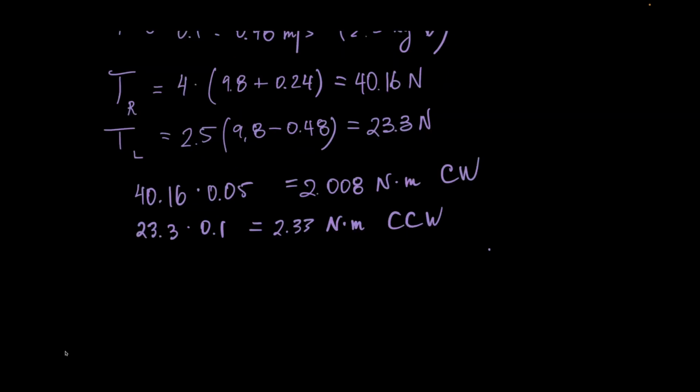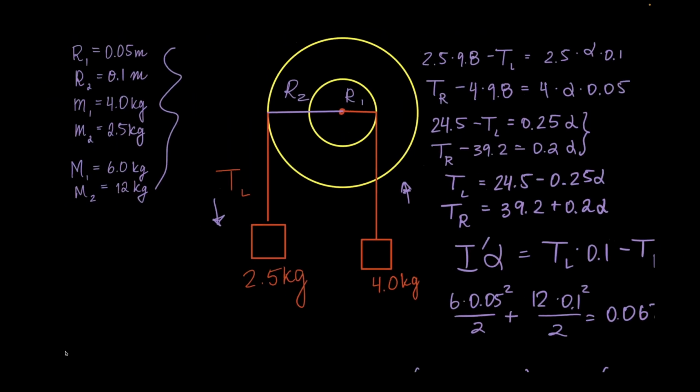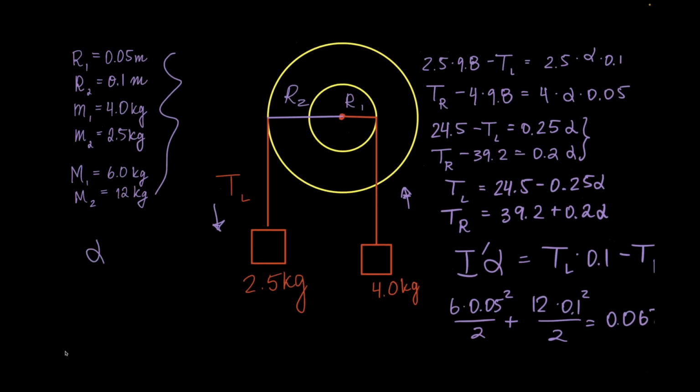So now if we subtract, we find our net torque amounts to about 0.322. And then remember, net torque being I times alpha is 0.324. That's just rounding. So there we go. Lots of algebra. The acceleration of this whole contraption, the angular acceleration of the pulleys, should be 4.8 radians per second squared counterclockwise. Boom, boom. That's the answer.